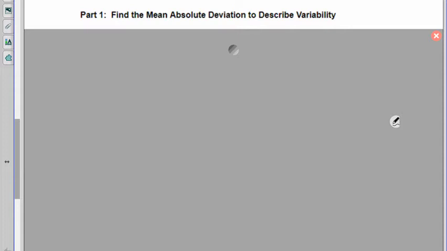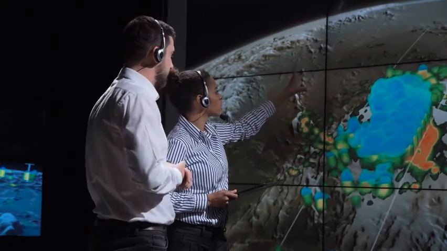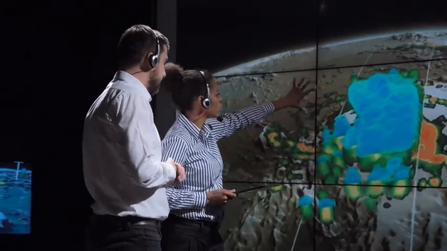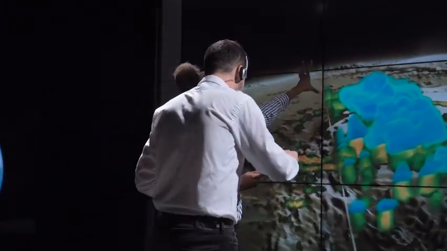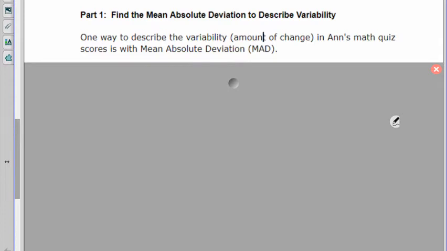And then variability is the amount of change. Okay, how variable something is, how much it changes. For instance, you might say, what's the weather like here in South Glens Falls? And you might say, well, it varies from day to day. Now, because mean absolute deviation is a mouthful, we abbreviate it with MAD.